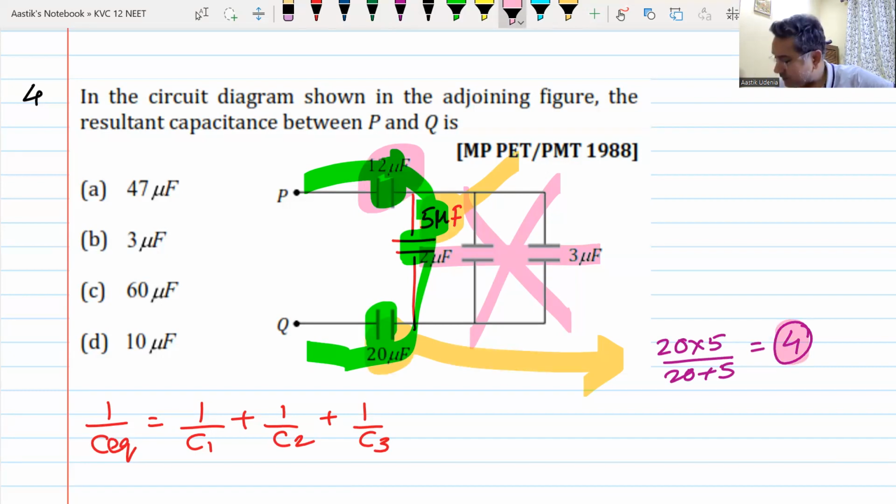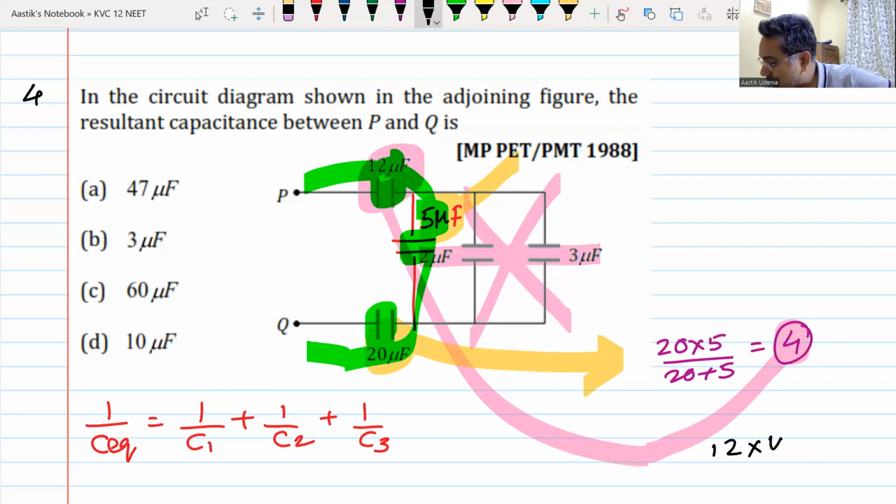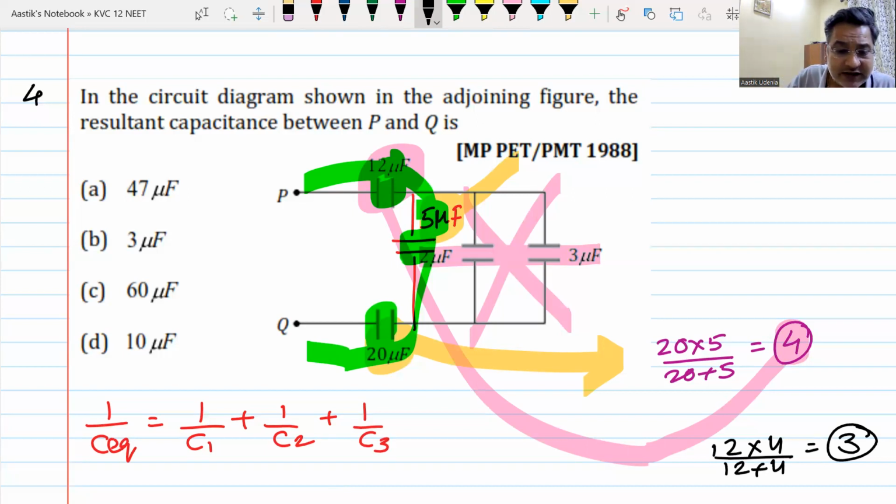Once I get the value of this as 4, then this 4 and this 12 are in series. How can you find it? You can do 12 into 4 divided by 12 plus 4, and this way you get your answer as 3. Or you can do 1 by 12 plus 1 by 5 plus 1 by 20. Doesn't matter, you will always end up with the same answer.